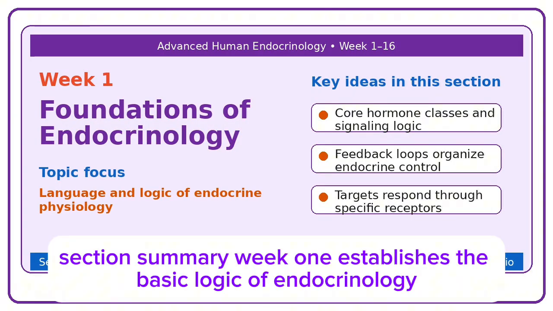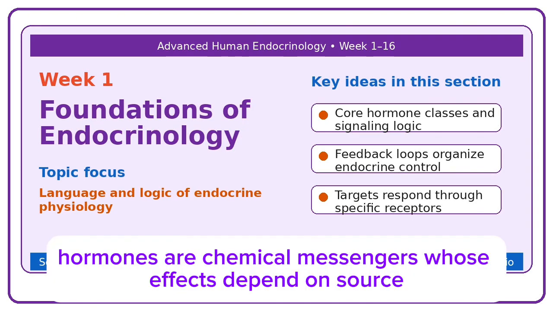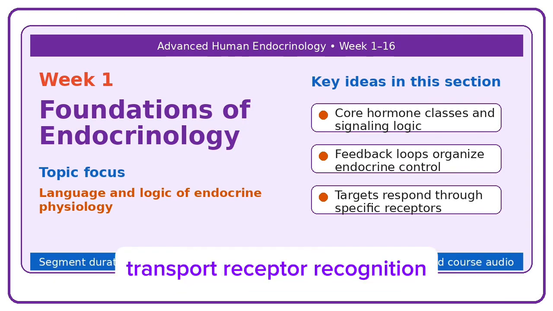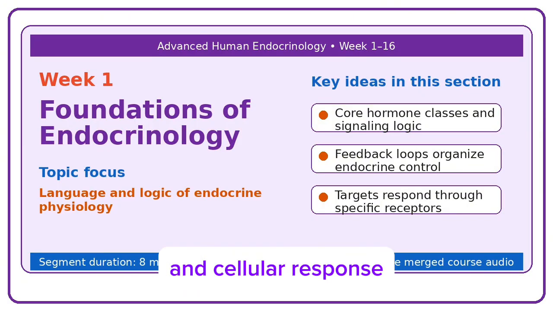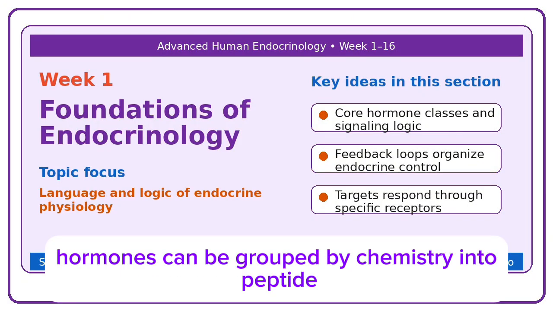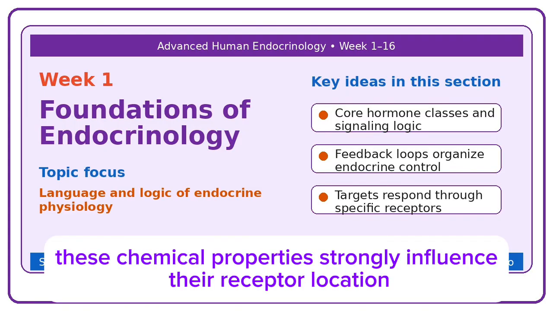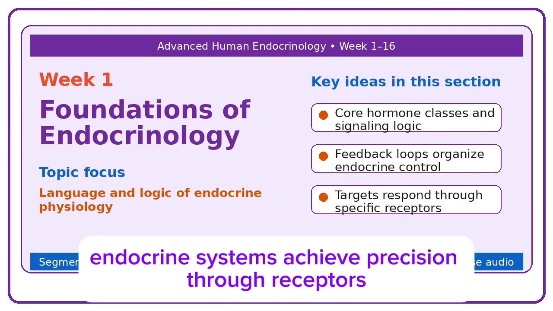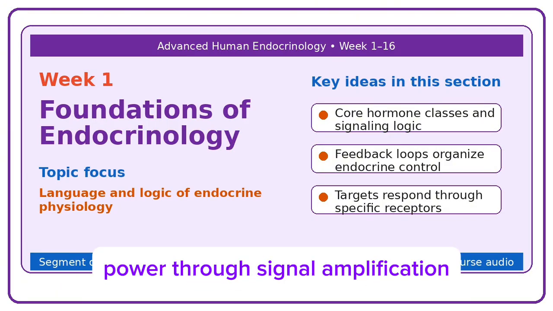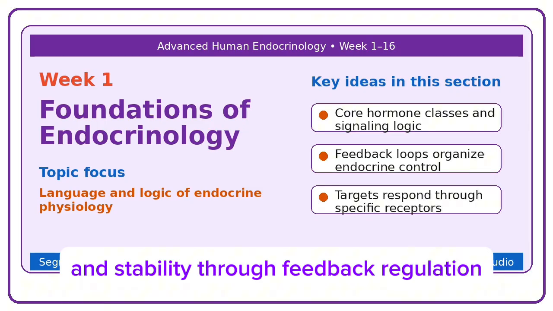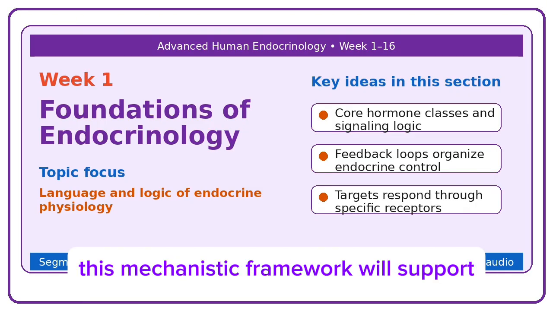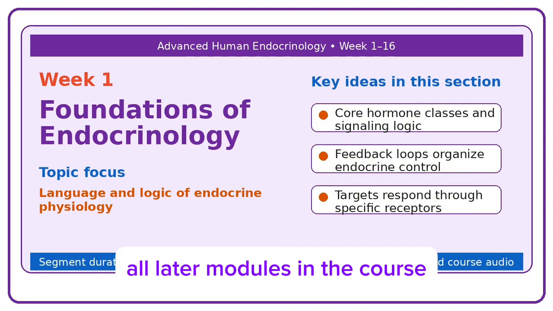Section summary. Week 1 establishes the basic logic of endocrinology. Hormones are chemical messengers whose effects depend on source, transport, receptor recognition, and cellular response. Hormones can be grouped by chemistry into peptide, steroid, and amine classes, and these chemical properties strongly influence their receptor location and signaling style. Endocrine systems achieve precision through receptors, power through signal amplification, and stability through feedback regulation. This mechanistic framework will support all later modules in the course.